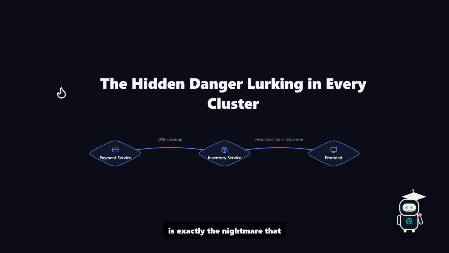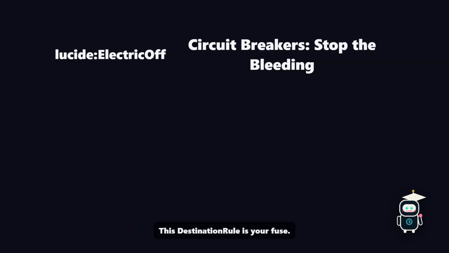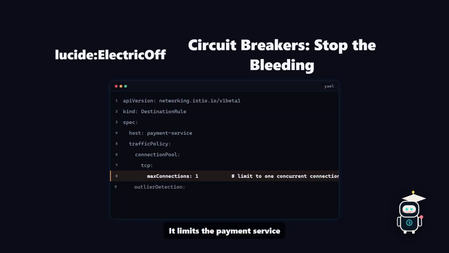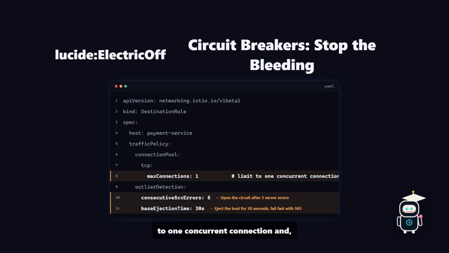This cascading failure is exactly the nightmare that steals weekends, and it's exactly what circuit breakers were born to stop. This destination rule is your fuse. It limits the payment service to one concurrent connection and, more importantly, opens the circuit after 5 consecutive 5xx errors. For 30 seconds, the sidecar won't even forward requests.